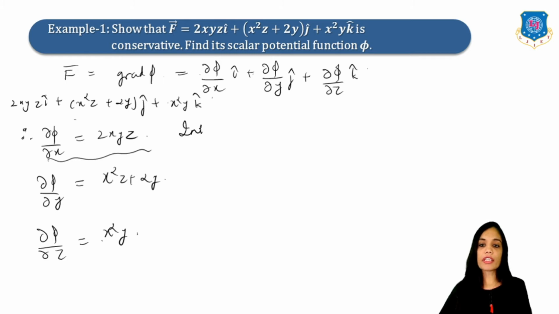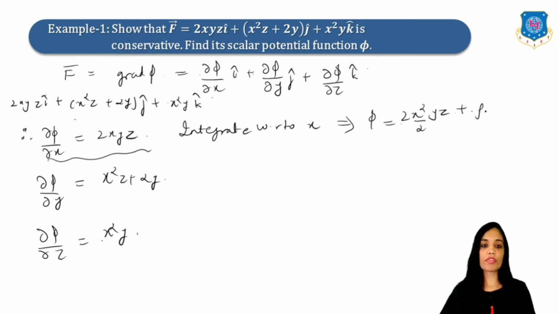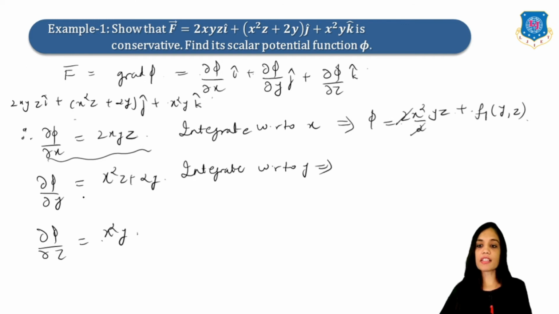Now you have to integrate this with respect to x on both sides. So phi is equal to 2x square by 2 times yz plus, since you are keeping y and z constant, f1 of y comma z. The 2s get cancelled out. Similarly, integrate this with respect to y, keeping x and z constant. Your phi will be x square zy plus y square, as 2 and 2 get cancelled out, plus f2 of x comma z.